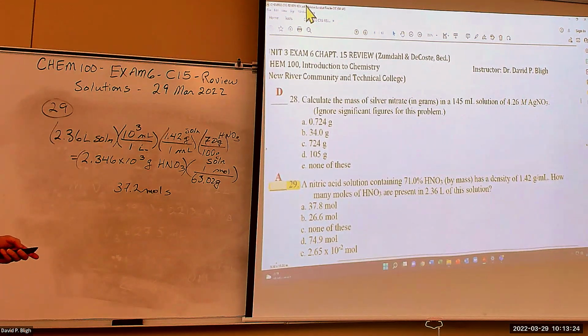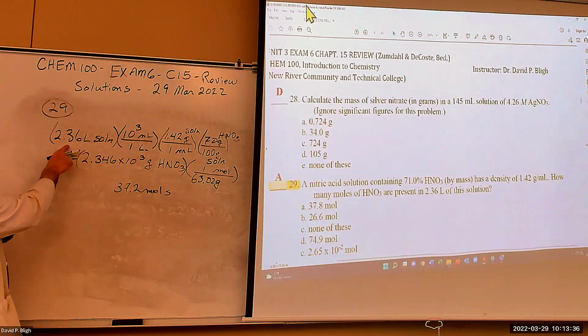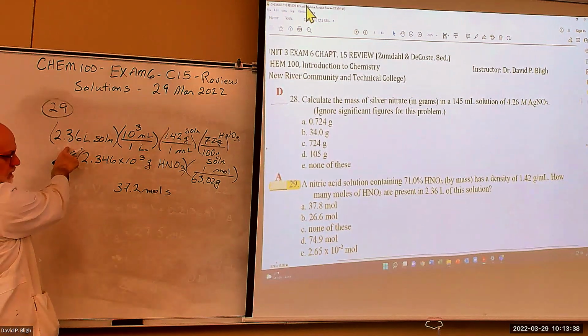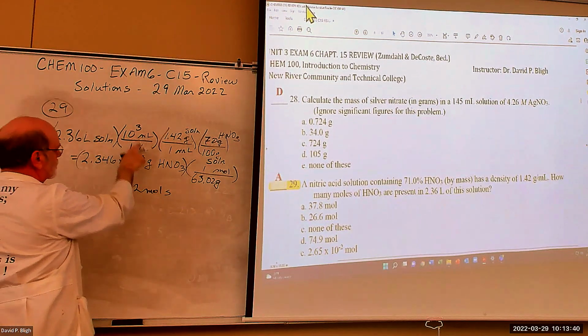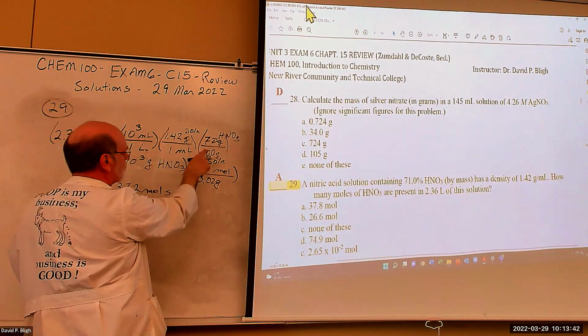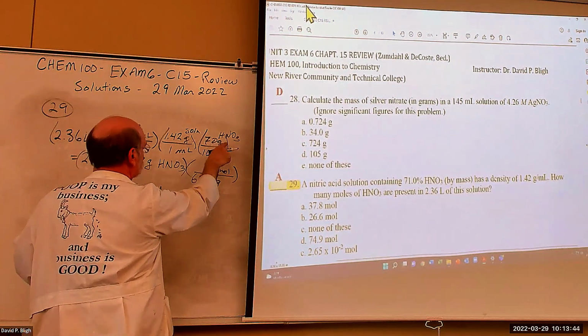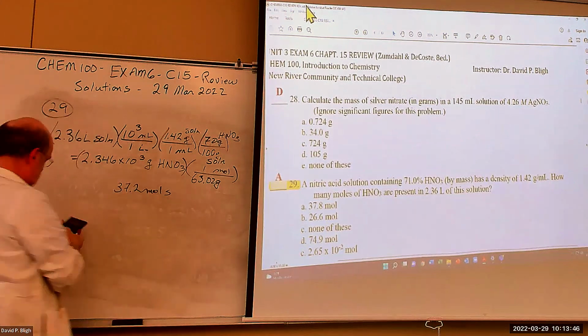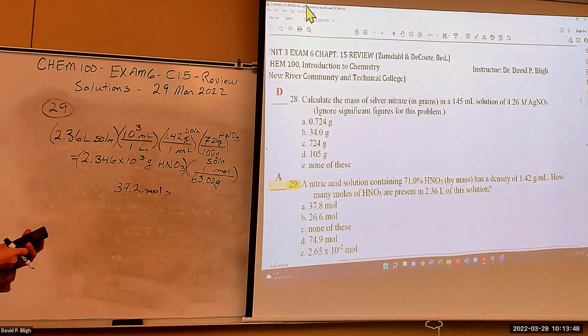Let's see, where am I? Oh, here we go. Rounding error. This is 37.8. Let me check my math. 2.36. Yep. There. 1.42. Yep. 70. Let's do that again. I could have made a mistake here.